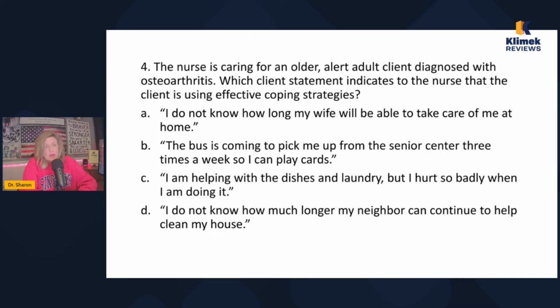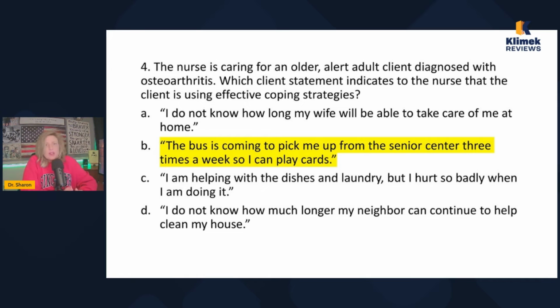I am helping with the dishes and laundry, but I hurt so badly when I am doing it. Okay, so that's a problem, right? I'm helping with them, but it's really hurting me. So that's just identifying a problem, not coping. I do not know how much longer my neighbor can continue to help clean my house. Again, that's a problem, not a coping strategy.